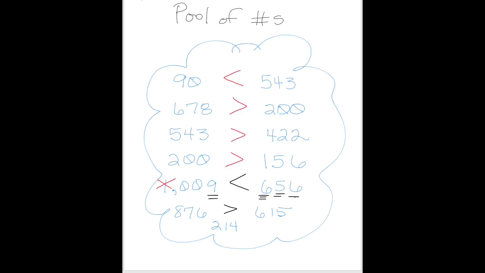876 is greater than 615. And 214 will be equal to 200, 10, and 4 ones. So 214 is equal to 2 hundreds, 1 ten, and 4 ones.